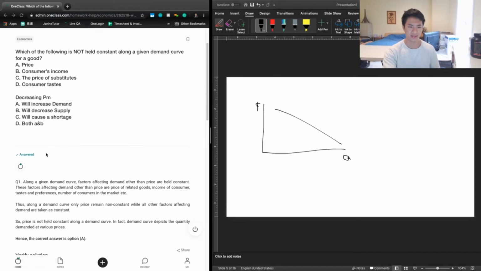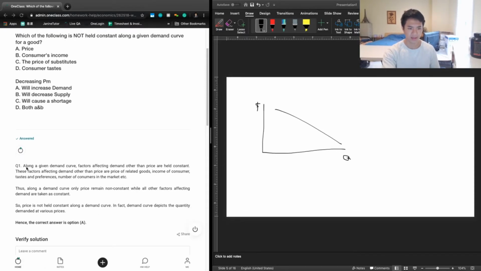And so we can take a look at the previous tutor's answers, and they say, along a given demand curve, factors affecting demand other than price are held constant. These factors affecting demand other than price are price of related goods, income of consumers, taste and preferences, numbers of consumers in the market, etc. Thus, along the demand curve, only price remains non-constant, while all other factors affecting demand are taken as constant. So yeah, the same conversation we had about the difference between determinants of demand and price. So that's going to be the right answer.